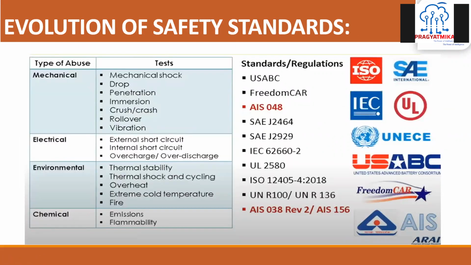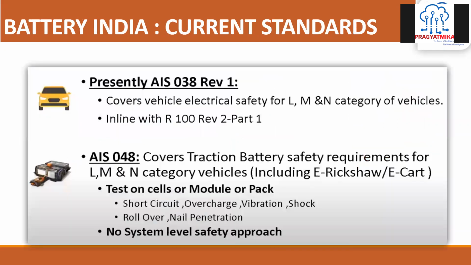UL is there for the safety standards. USABC is specifically for the United States battery. R standards are there for the European zone, and then GB/T is for the Chinese. So AIS 038 has revision 1 and revision 2, the 2 revisions. So just stay for a few more minutes to know what standards are followed and how the tests are performed for the safety conditions, specifically for thermal runaway. That's what I'm going to let you know.